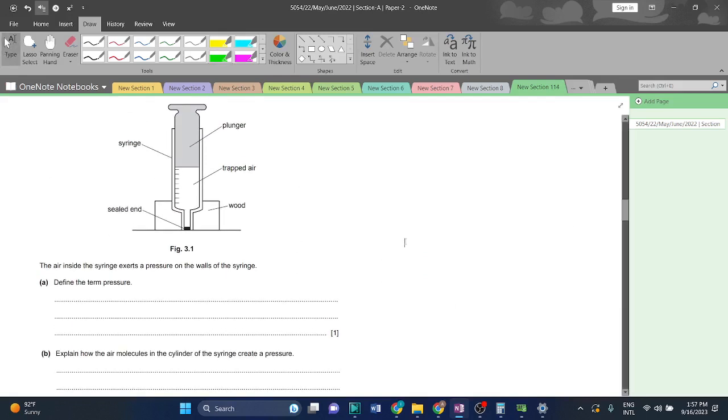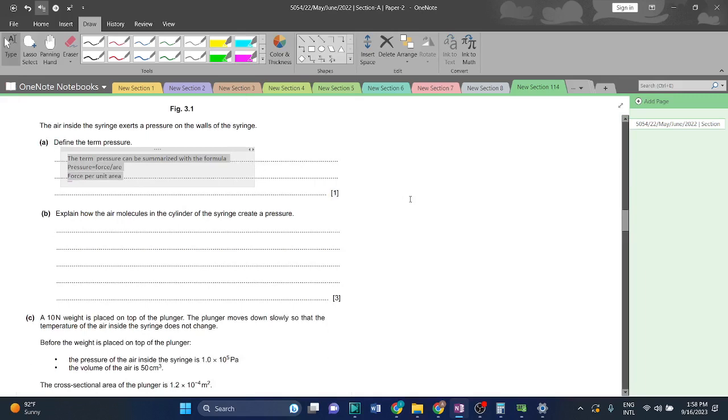ठीक है ना? We have to define what the term pressure means. The term pressure can be summarized with the formula pressure is equal to force divided by area, or you can write pressure is force per unit area. It's the same thing. So yeah, let's move on.